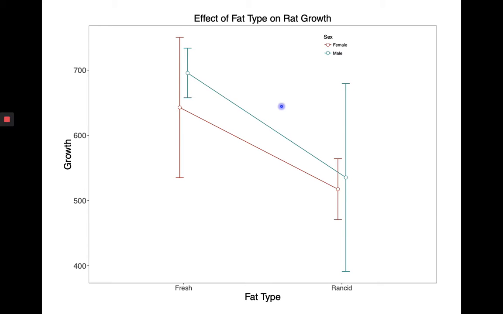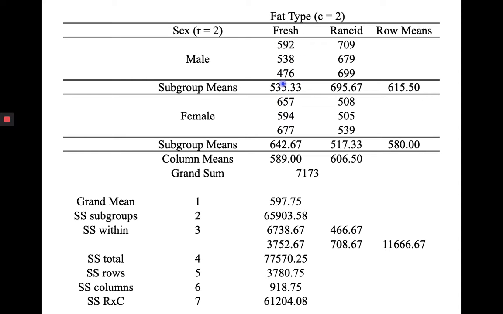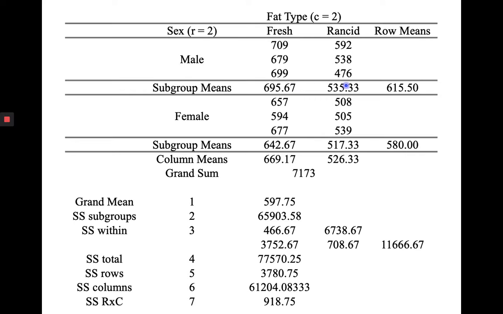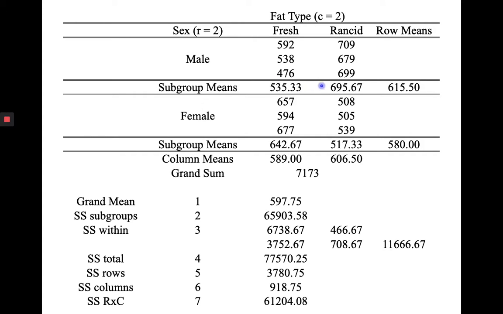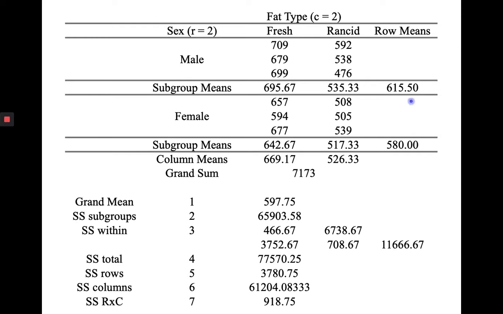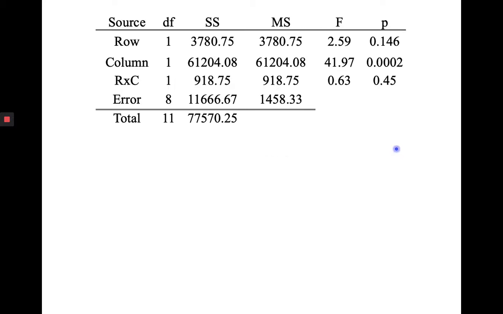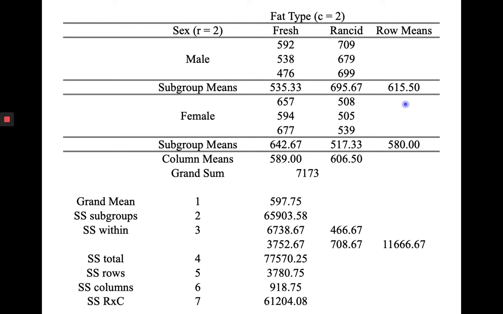When we look at it now, we once again have the same means that we had a few minutes ago, 535.33 and 695.67, but now all I've done is switch those around. So the row means don't change at all, and there still shouldn't be a difference in the overall mean of males and females. Up here, it's still 615.5 for males, 580 for females. And down here, it's still the same.